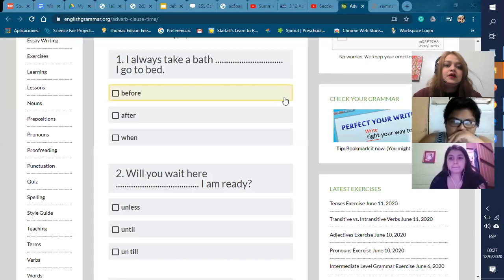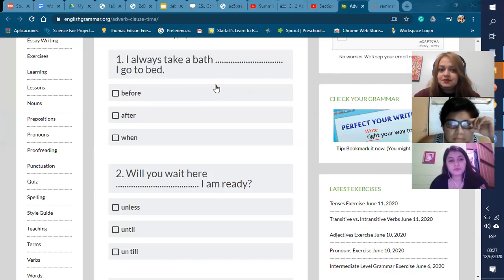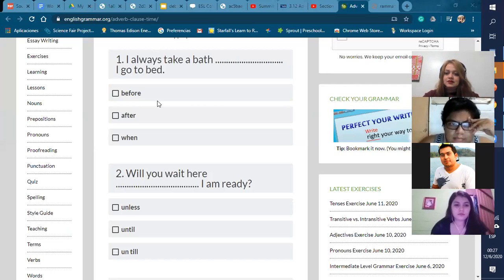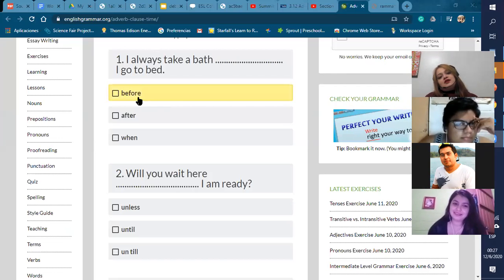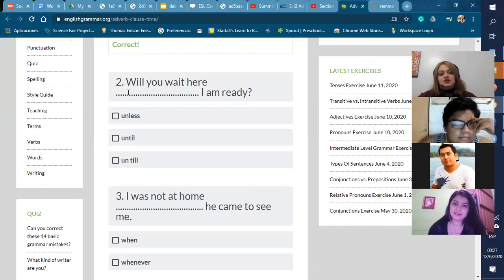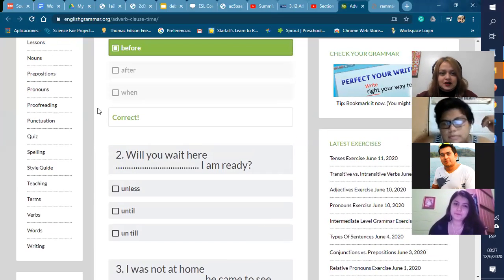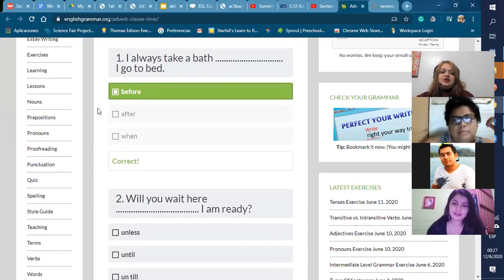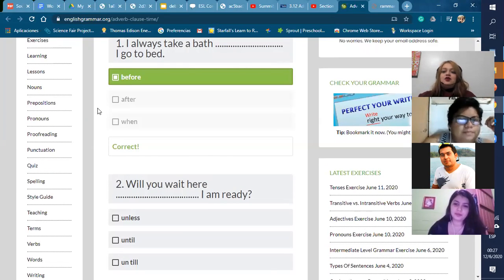All right, let's do this exercise together. Yep, here we are. So number one, Noe. I always take a bath after I go to bed. So you go to sleep first and then you take a bath? No, I always take a bath before I go to bed. It says go to bed, right? Go to bed. Very good.